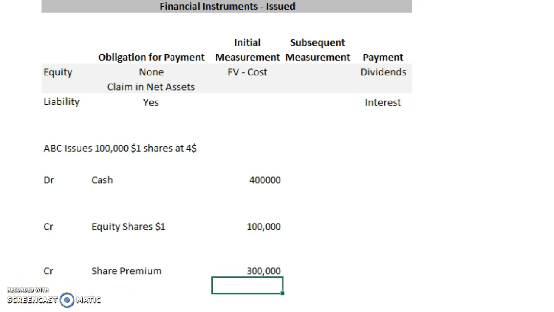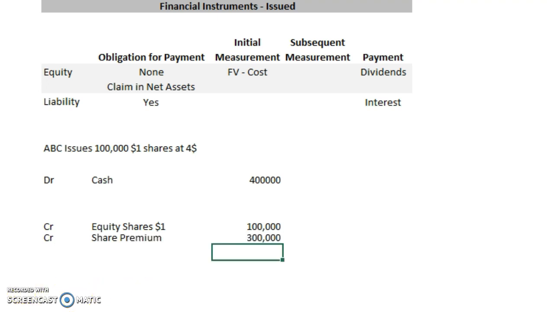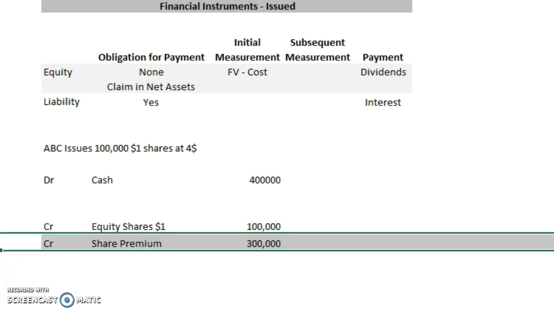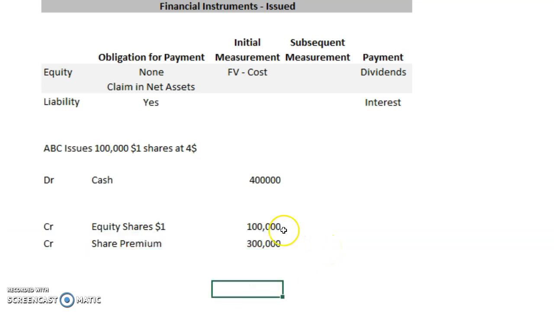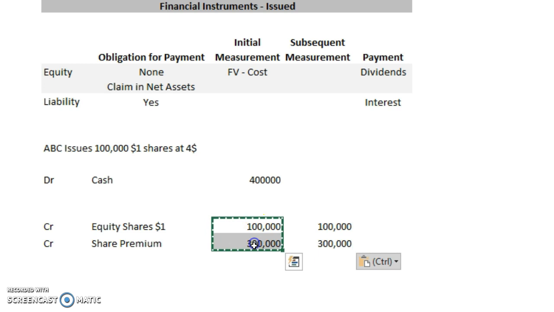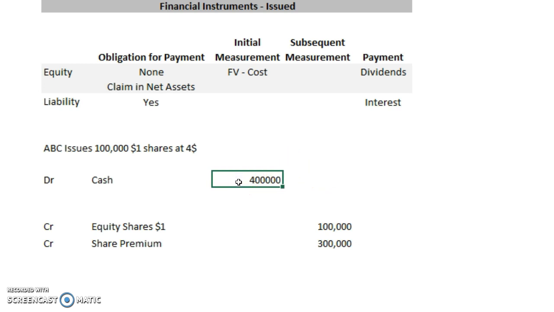Let's just move that up. So that's almost the entire transaction. Let's just move that into the credit column. So we're debiting cash 400, that's how much we've received. 100 goes to credit equity shares, and 300 goes to credit share premium. So that pretty much balances, 400 on each side of the equation. But we haven't taken into account transaction costs. So let's put a figure for transaction costs here.